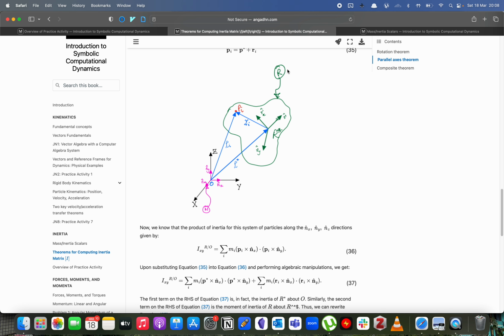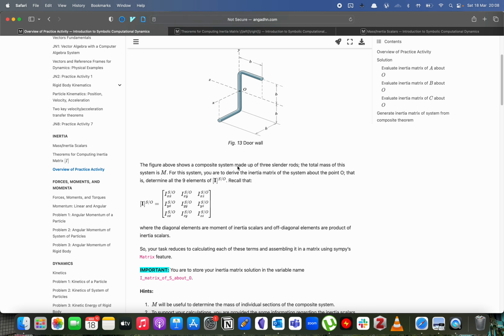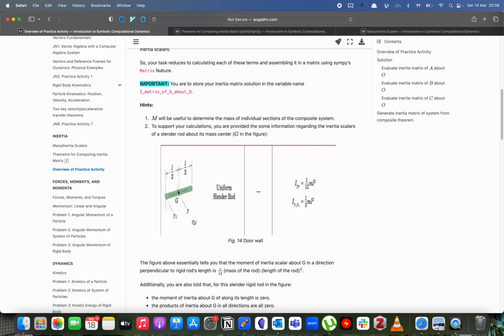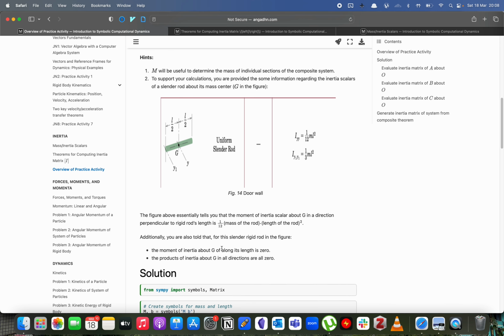So essentially what that means is if R is a pipe, then we've given you a table of what it looks like for a pipe, which is also called a slender rod, right? Like if you have an axis in the y direction, you're told that it's 1/12 ml². And if it's in the length direction, then we also tell you that it is 0. So we've told you over here that the product of inertia about the length of a pipe G is 0, and the moment of inertia is also 0.